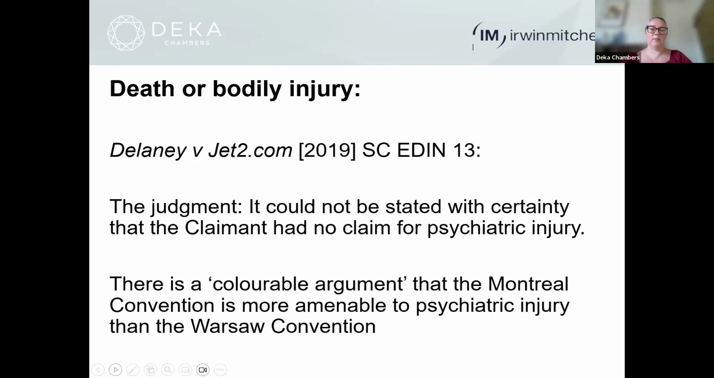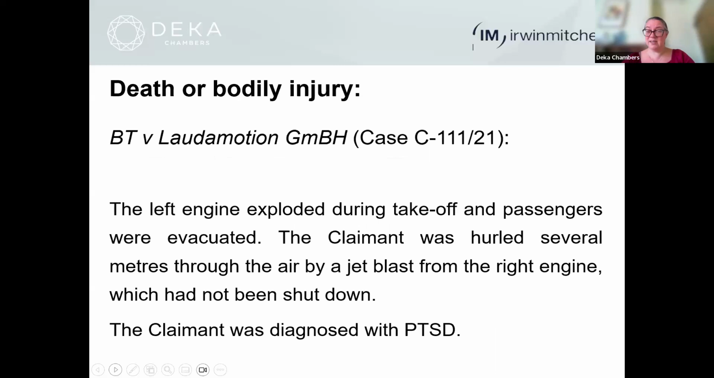And there is, it seems, in Scotland, what they call a colourable argument that the Montreal Convention is more amenable to being able to get damages for psychiatric injury than the Warsaw Convention. Now, I'm not sure I know what a colourable argument is, whether it's a good argument or not a good argument, or whether there's an arguable case there. But certainly, Delaney seems to be quite encouraging that Montreal might allow for recovery for psychiatric injury in cases where the Warsaw Convention would not have done. I find Delaney a bit difficult to understand myself. It's only a costs case. And it probably doesn't matter now because of the BT and Order Motion case.